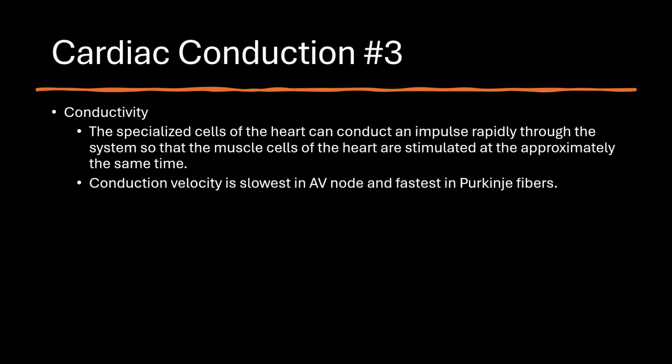Another key property of cardiac conduction is conductivity, the ability of the cardiac cells to rapidly transmit impulses. Conduction velocity is slowest at the AV node, which ensures the ventricles have time to fill, and the fastest in the Purkinje fibers, so both ventricles contract almost simultaneously. This rapid and coordinated transmission is vital for efficient pumping.